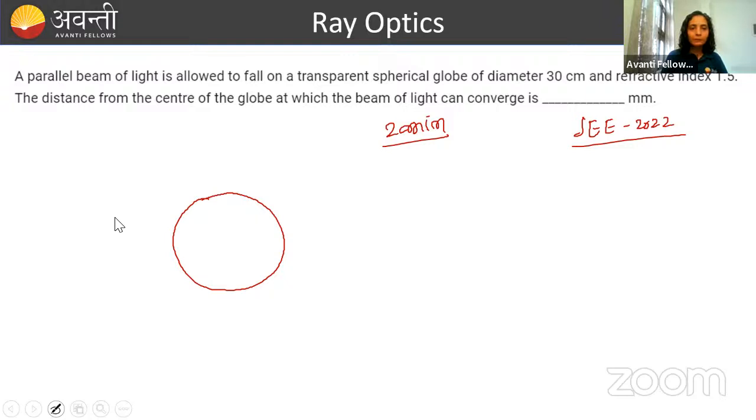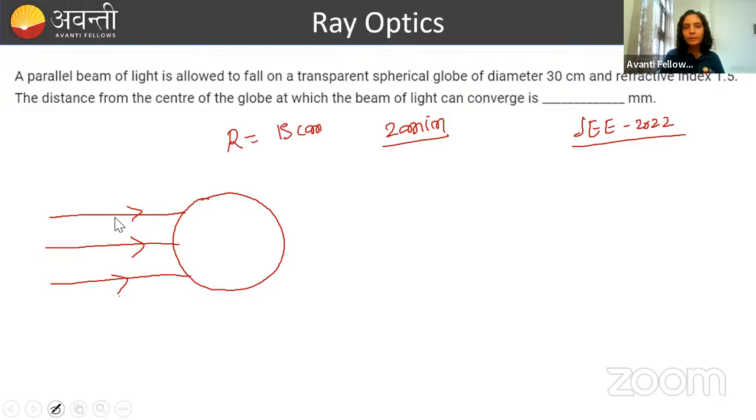अब आप देखो, this is a spherical slab, spherical what? Globe. And what is happening? Beam of light, parallel beam of light is falling on it. And what is asked? Diameter of it is given. That is radius of curvature is how much? 15 centimeter. Refractive index is given. That is 1.5. And it is said that the distance from the center of globe at which beam of light can converge, right? So question is this.